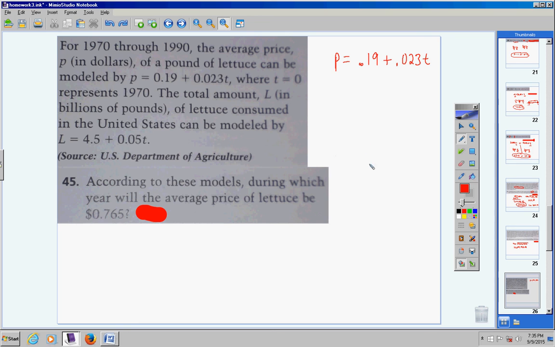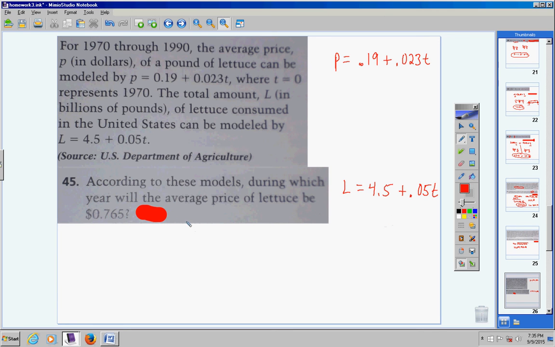So this model here is a little different. Let me write this down for you off to the side so we can talk about it. This model does two things. You can put in a certain year and it will tell you the total amount of pounds of lettuce consumed, or you can put in how many pounds of lettuce were consumed in billions and it will give you out what year it was. So that's what this model does for you, okay?